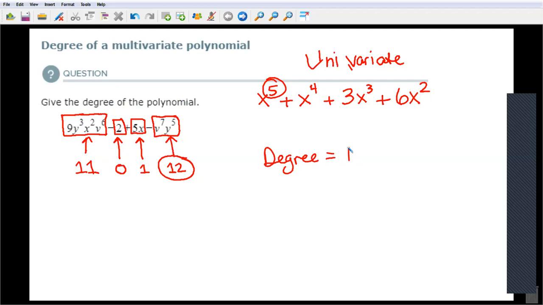And this is only what you do, remember, when it's multivariate, when you have more than one variable, which means you have more than one letter. Here it was just x's. But over here we had y's, we had x's, we had v's. So because there's more than one letter, we have to count up the exponents in each term and see which one's the highest.